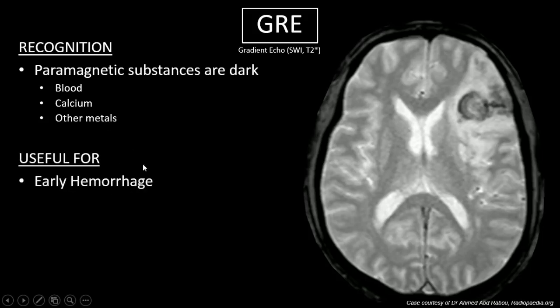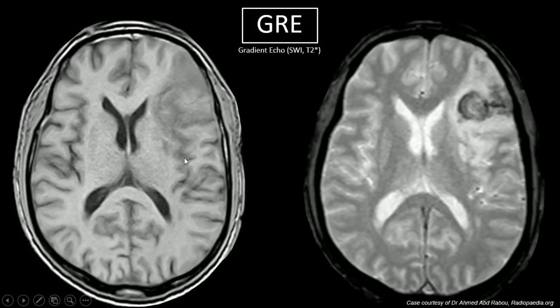What is this useful for? Early hemorrhage. Not many sequences can pick up on early hemorrhage. This one can. Old hemorrhage, so old hemorrhage secondary to deposition of hemosiderin. So let's pull up another image here to compare.